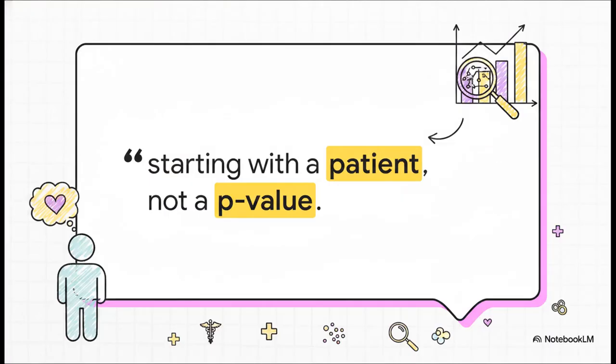The absolute foundation of this entire approach is right here, starting with the patient, not a p-value. You know, when we as data-driven folks look at raw data, our immediate instinct is to just hunt for statistical significance, right? We're desperately looking for that magical p-value to tell us if a result is valid. But clinical cognition has to work in reverse. We literally have to anchor the data to the human stakes first.